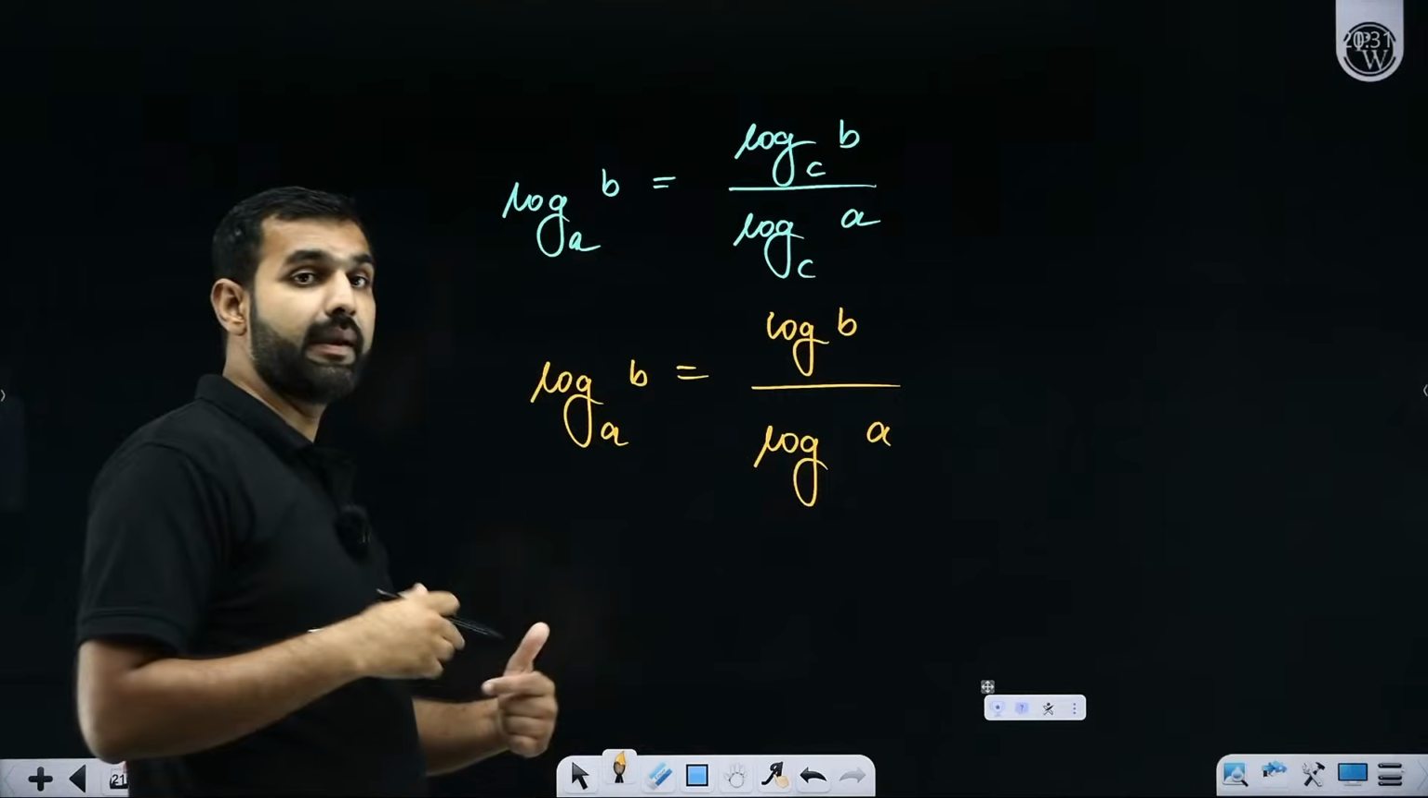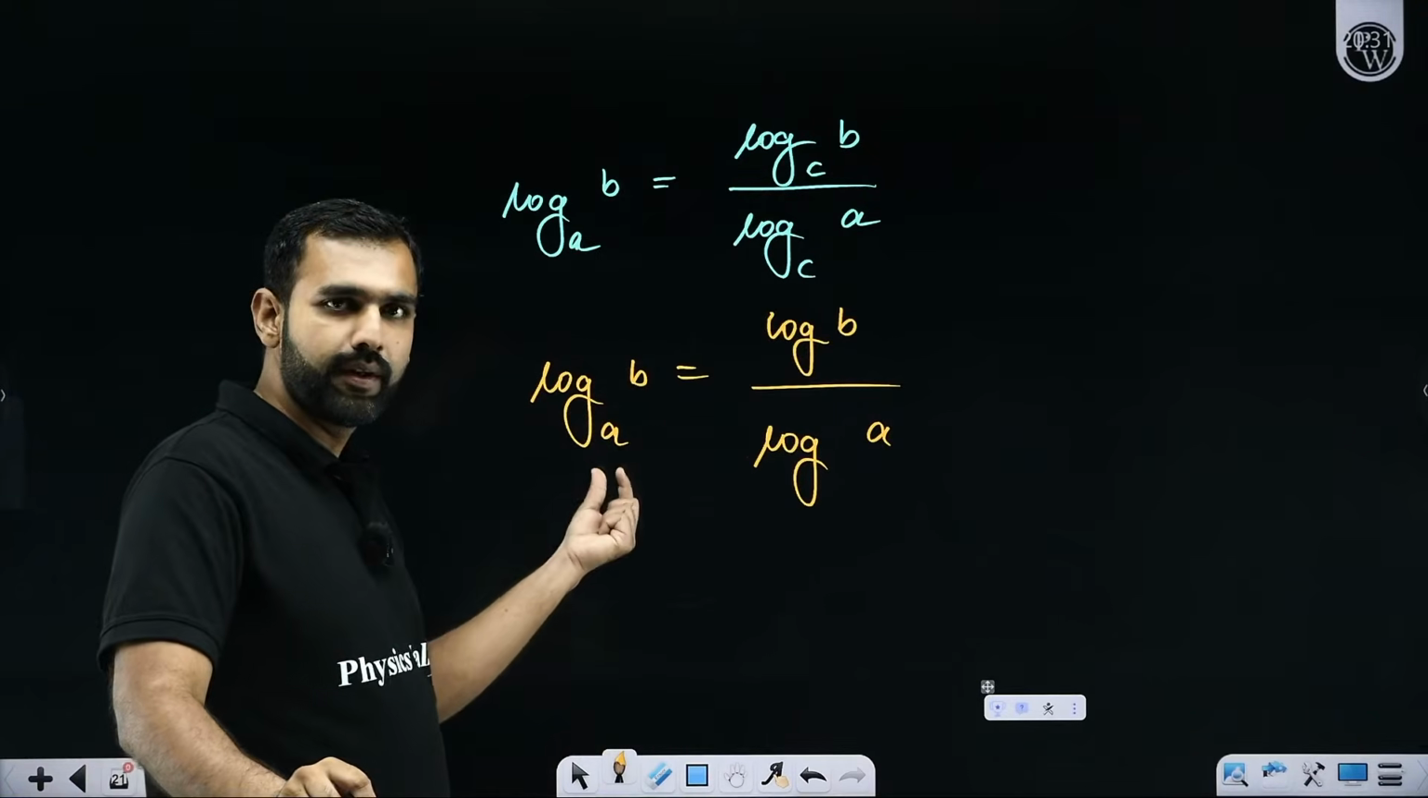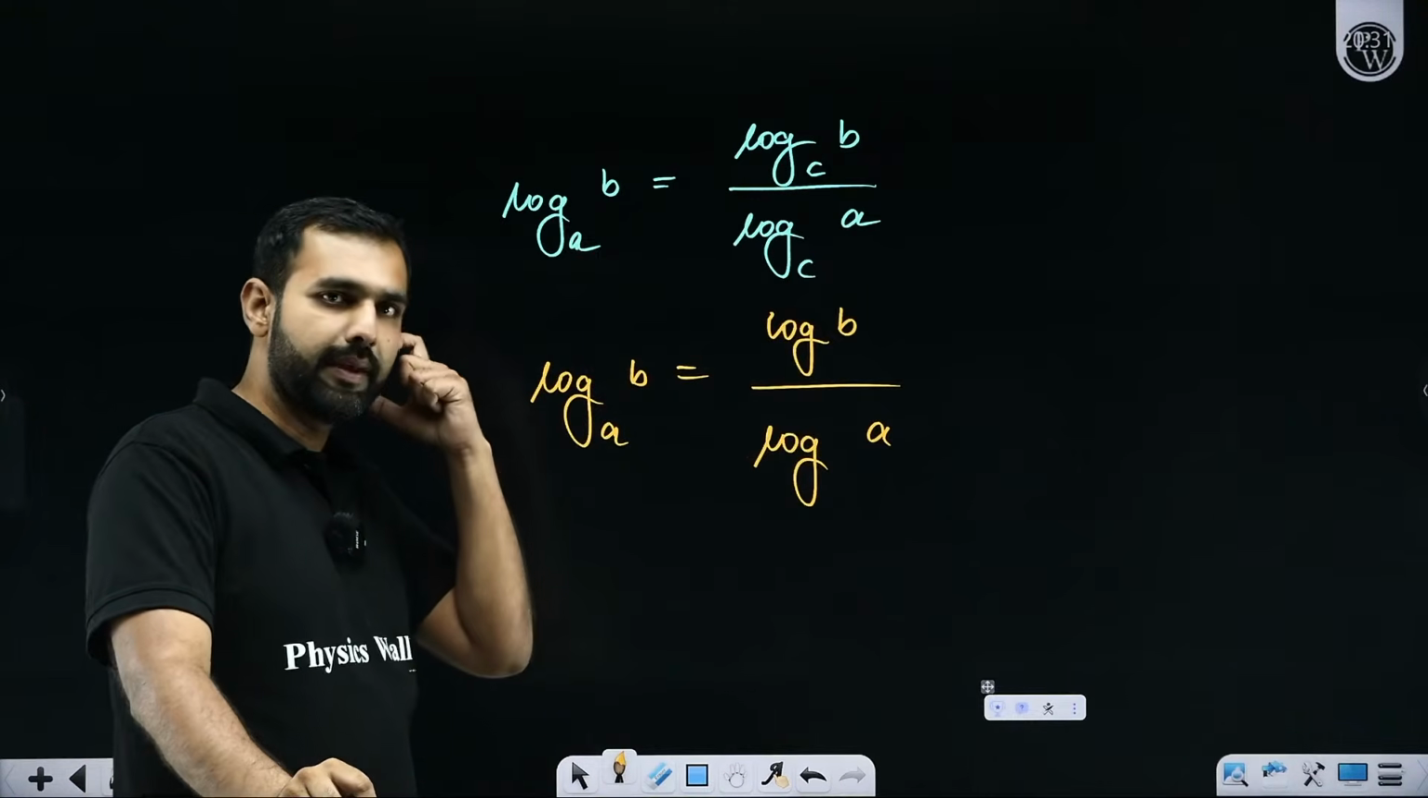Sorry, I want it to be in base b. It is already in base a. What if I want it to be in base b? How can I make it look like in base b?